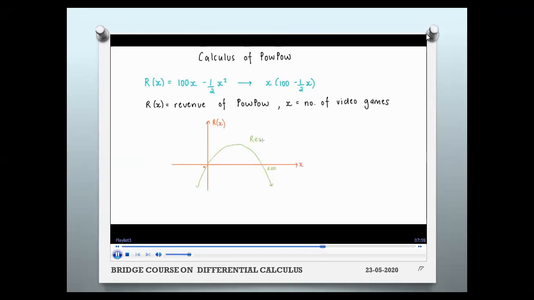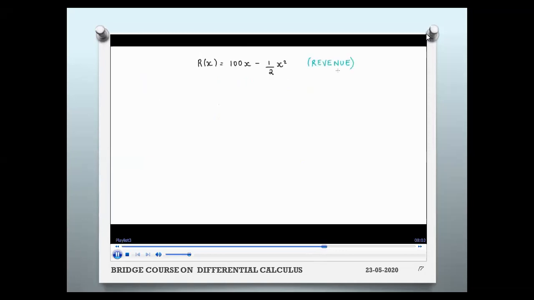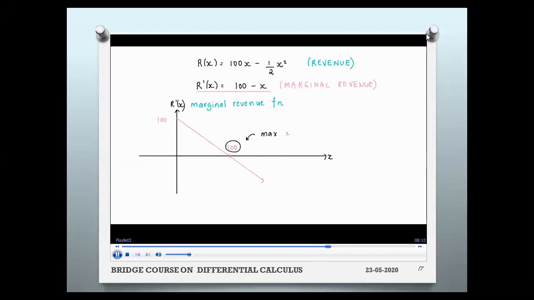If we graph the revenue function, we get a concave down parabola. Marginal revenue is the first derivative of revenue. Differentiating the function, we get R'(x) equals 100 minus x. R'(x) is the gradient function of R(x), so the change in rate of revenue, which is called marginal revenue.